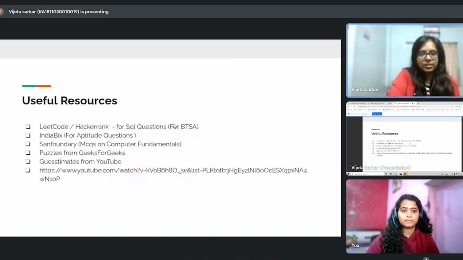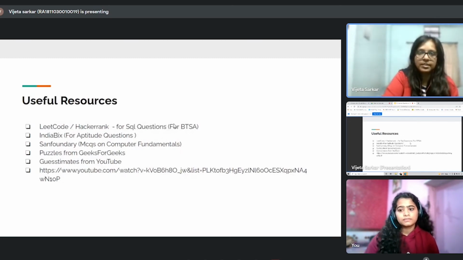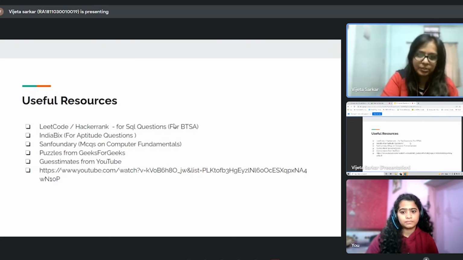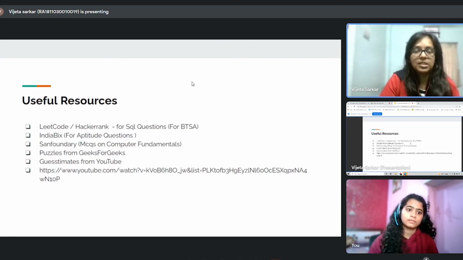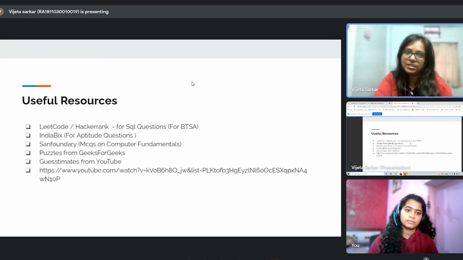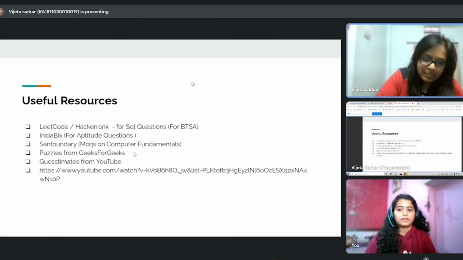I have noted down some useful resources. LeetCode and HackerRank for SQL questions. They have segregated the questions by levels: easy, medium, and hard, which is really helpful. If you can solve medium level questions on both platforms, it's enough to crack the interview. IndiaBix and several other websites are there for aptitude questions. Again, the question level will not be too hard. Most companies don't go for very tough aptitude questions. They choose medium level questions and just see whether the student is able to do them quickly or not.